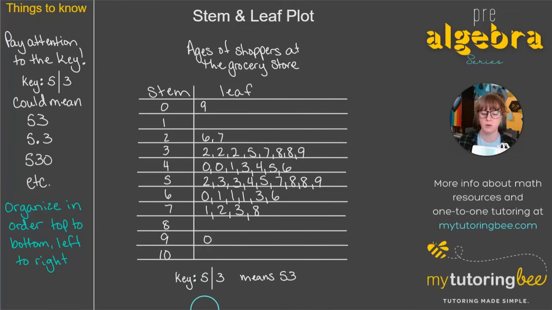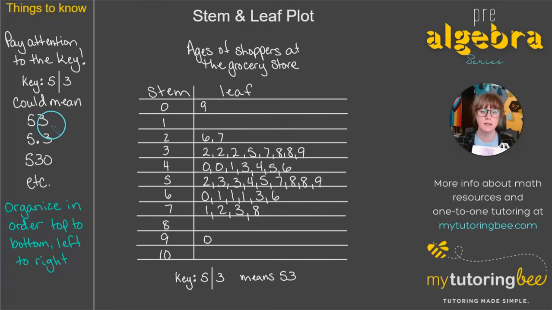So the first thing that I want to point out is this key down here. A lot of times stem and leaf plots will have a key at the bottom. You can almost think about it like the place value that each part of this plot tells us about. So right here it says the key is 5, then the line, and then 3 means 53. So what that's telling us is that that 5 is the tens place and the 3 is the ones place. So as we're looking at our stem and leaf plot here, all of these numbers on the left represent the tens place, and the numbers on the right, the leaves, represent the ones place.